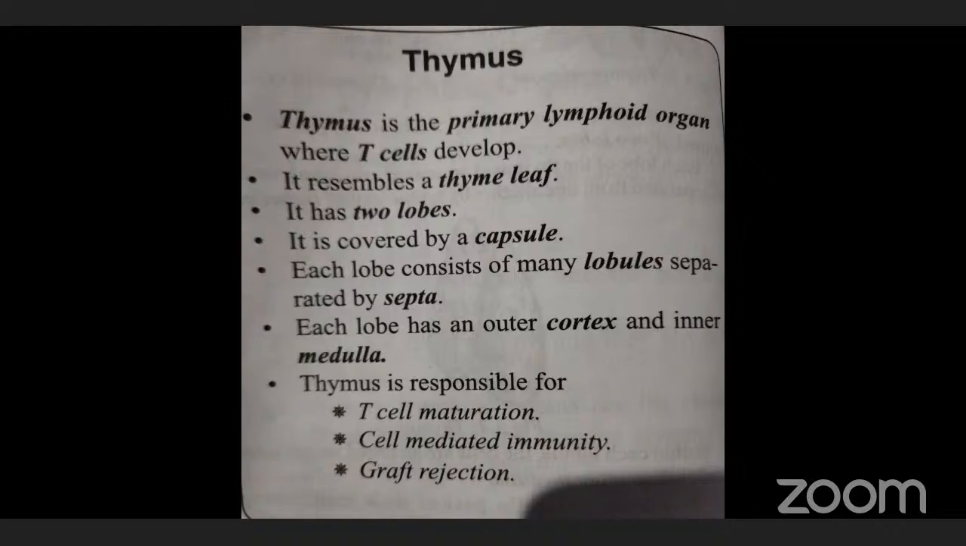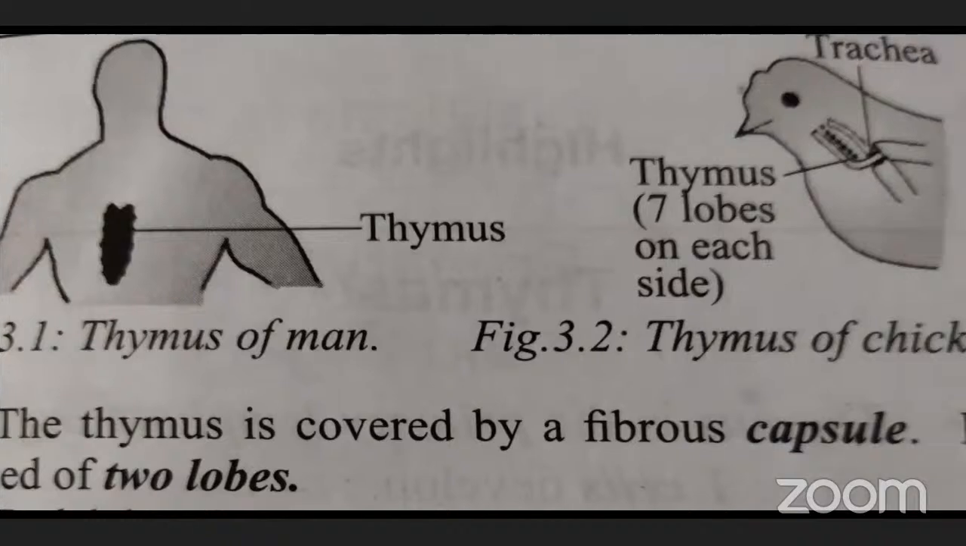You can see the structure of the thymus here. This one is the thymus. The thymus resembles the shape of a leaf, hence it is named thymus, which develops from the epithelium.